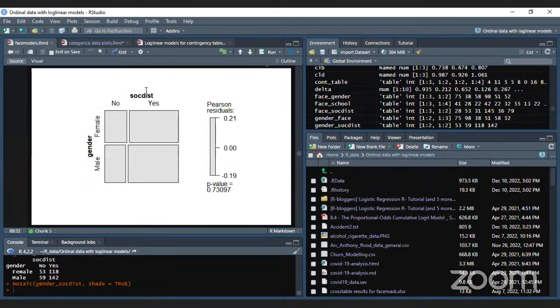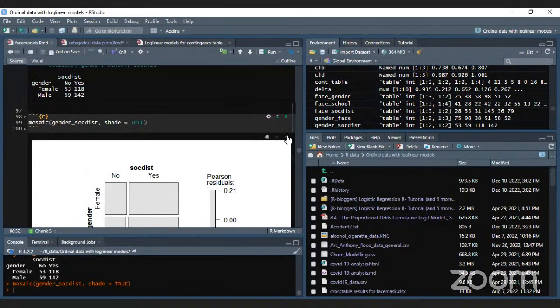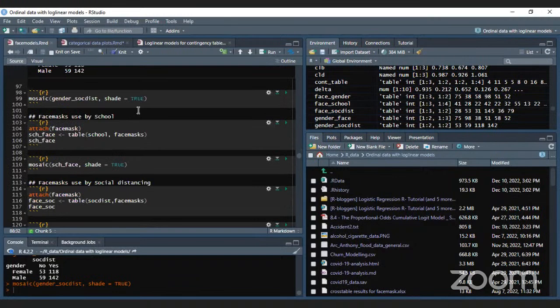So, social distancing and gender are also not related. You can see. Now, I want to tell you, if you carry out your analysis on this using any of the inferential methods, you are going to have the same result.